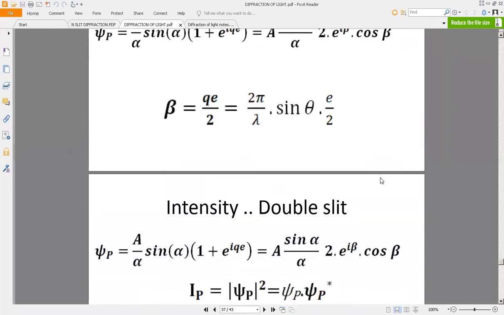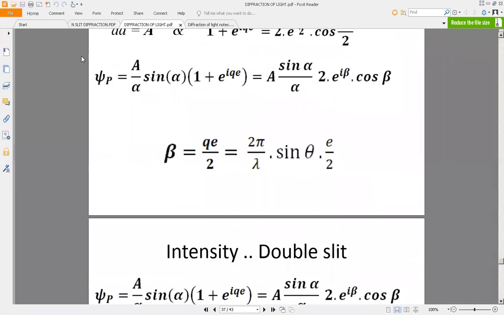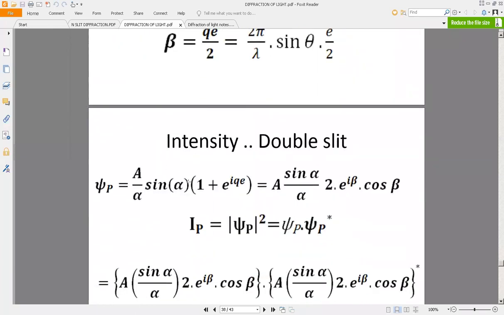The next article would be just a calculation of intensity. Just like whatever we did for the single slit, here we'll do the double slit also. So we'll take the mod psi p square for intensity calculation. Now, this is the psi p. So I want to know mod psi p square. Mod psi p square means psi p into psi p star, which is the intensity.